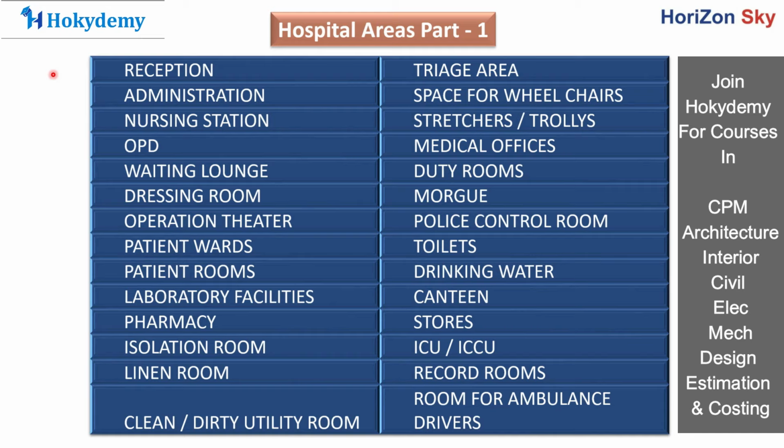Then we have the isolation room and the linen room. Now linen room will generally store the different kinds of PPE kits or different clothes that are needed by the staff, nurses, ward boys or the doctors. Okay. There is a very high need of all these clothes. They need to be cleaned and disposed of on a daily basis.